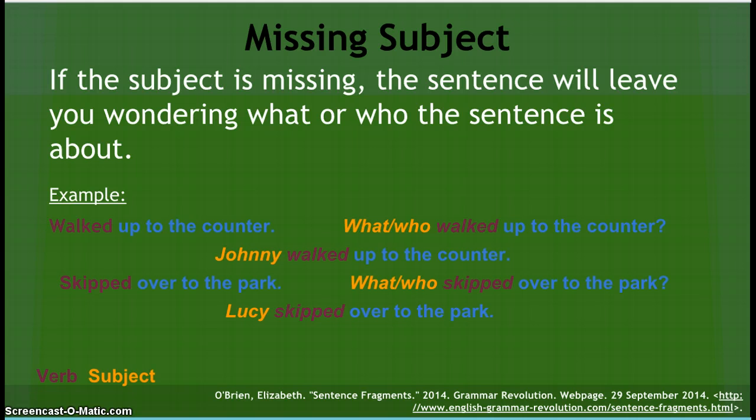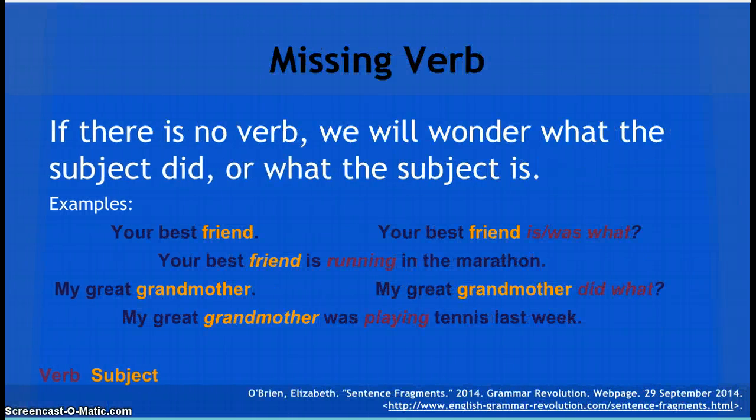Skipped over to the park. We want to know what or who skipped over to the park. Lucy skipped over to the park. This is again a correct sentence containing a subject. Next we move on to missing verbs.